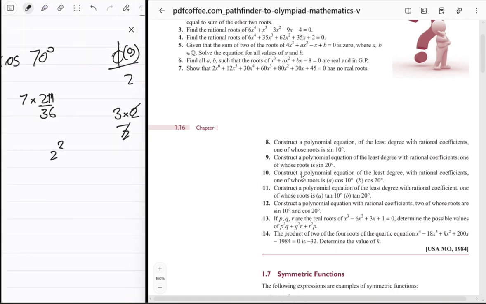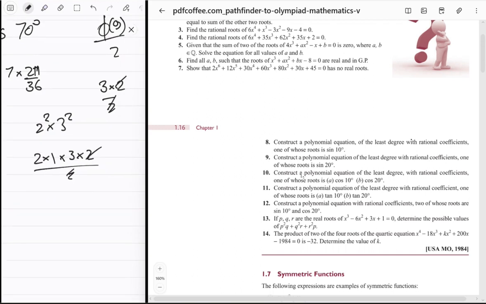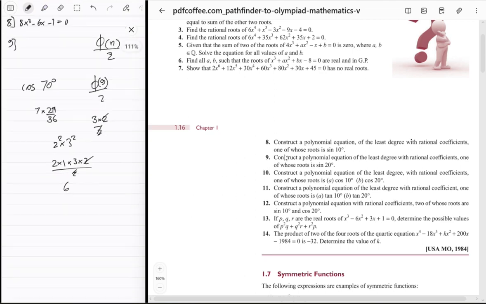So 36, what is that guy's totient number? 36 is 2 power 2 times 3 power 2. The totient is just going to be 2 times (2 minus 1), which is 1, times 3 times (3 minus 1), which is 2. And that thing upon 2 is what we look for. So the degree should be 6, right? So we want a 6-degree polynomial. And the last time we tried this out, we did get a 6-degree polynomial, right? So yeah, we'll just do that.